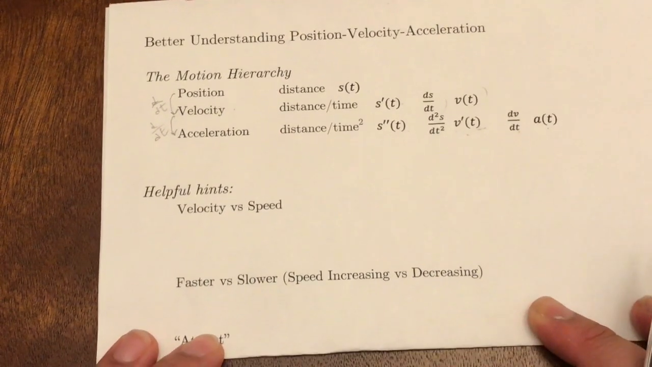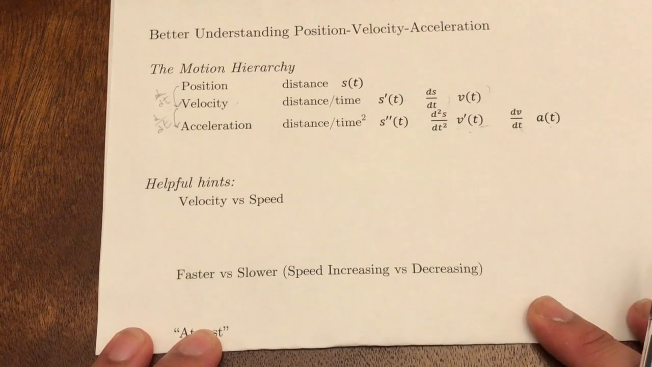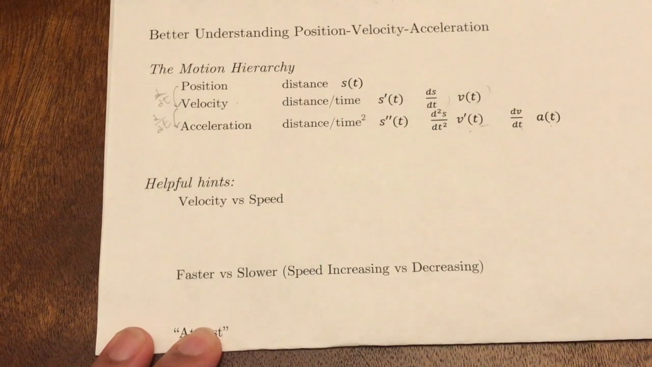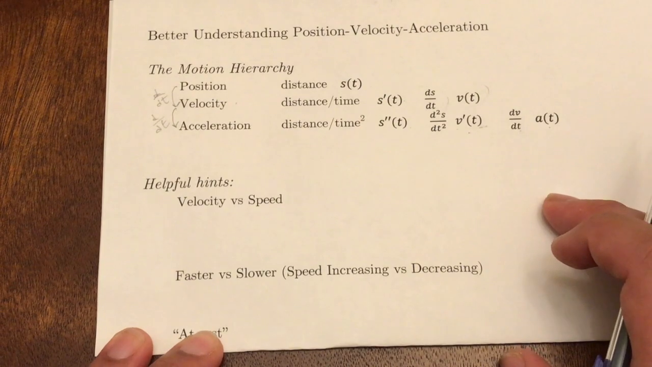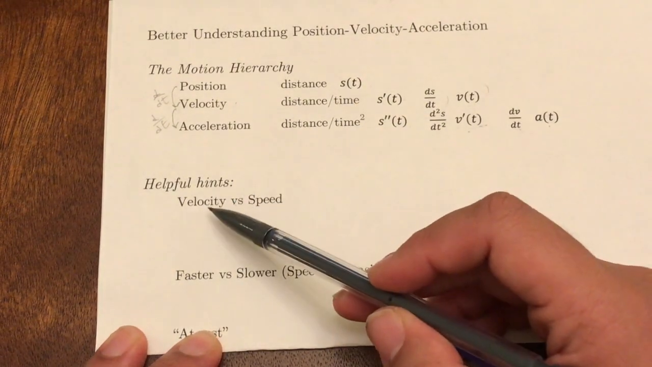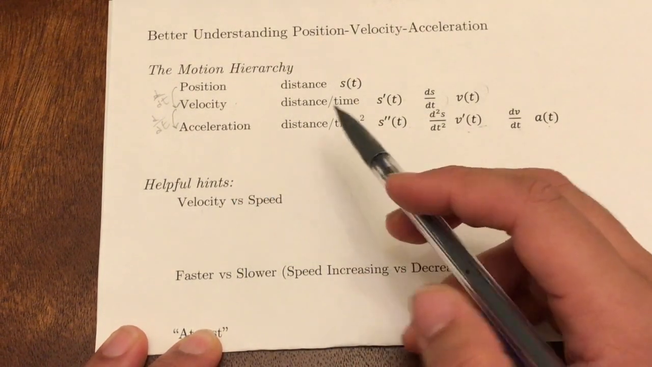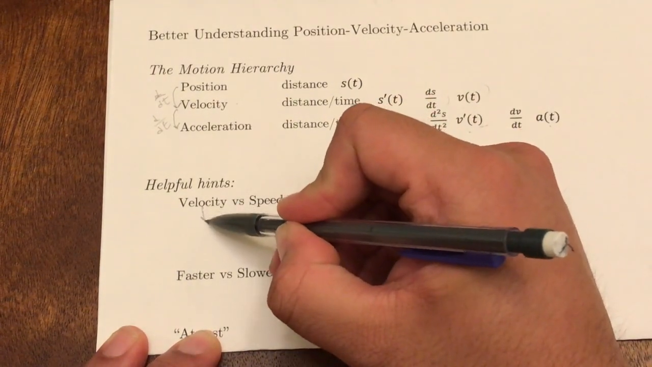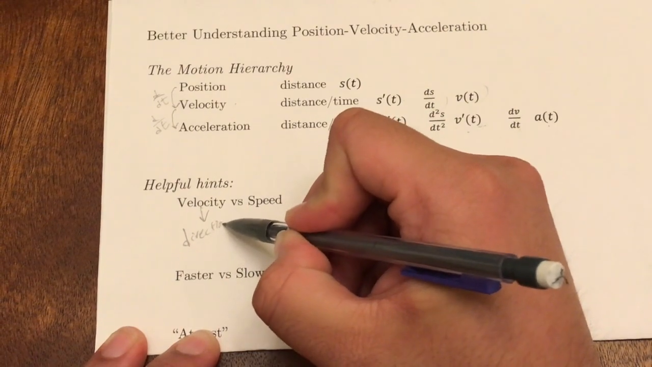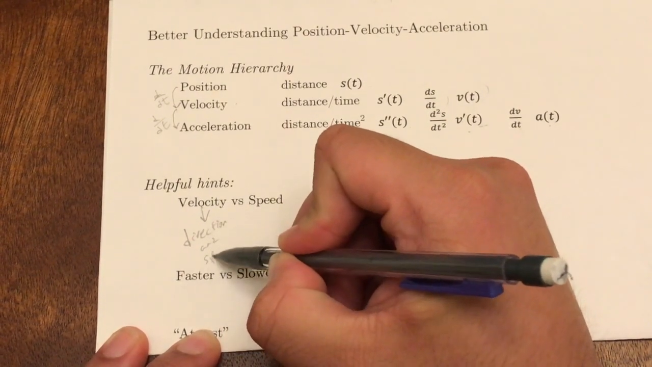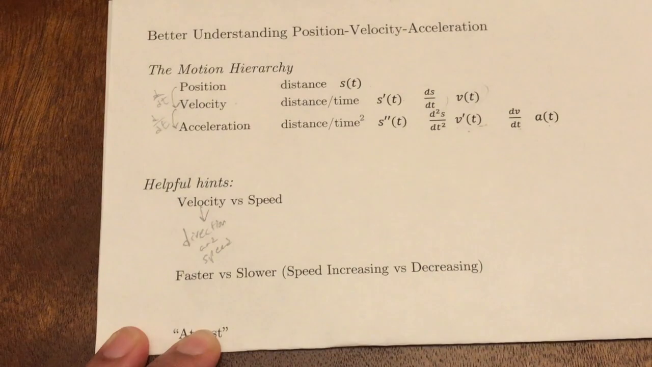It helps to understand a couple vocabulary words and graphical representations or ideas related to motion as it relates to calculus. So the first thing that people often have trouble with is distinguishing between velocity and speed. Remember that velocity gives you two pieces of information. It gives you direction and speed. So that's why you can have negative velocity. It tells you that you're going either downwards or leftwards, right?